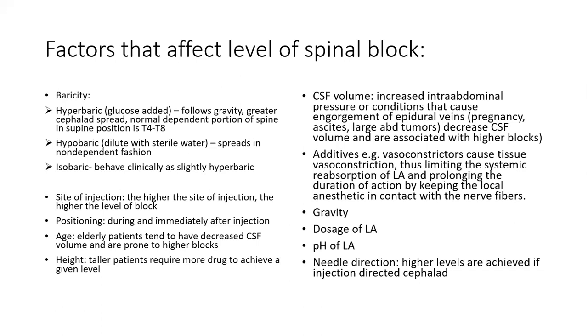Reduced CSF volume will increase the level of block. So in conditions of high intra-abdominal pressure, or conditions such as pregnancy, ascites, and large abdominal tumors, which cause engorgement of the epidural veins, all these things decrease the volume of CSF and therefore are associated with higher blocks. And that's why in obstetrics, in parturients, we use lower doses of local anesthetic agents to achieve our block.